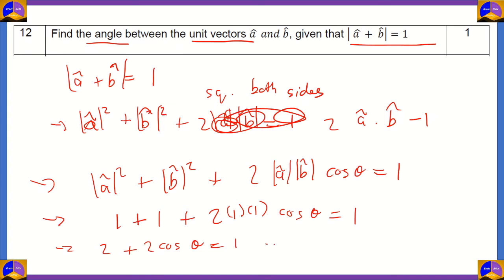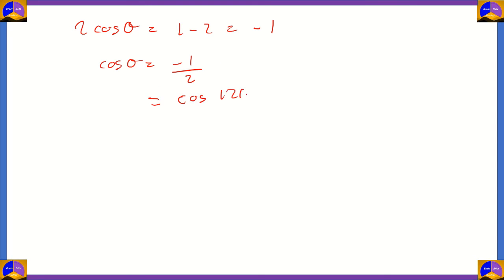Let's take 2 to the other side. So therefore 2 cos theta is equal to 1 minus 2, that is minus 1. So cos theta is equal to minus 1 divided by 2. So when cos theta is minus 1 divided by 2, it is equal to cos of 120 degrees, that is cos of 2 pi by 3.